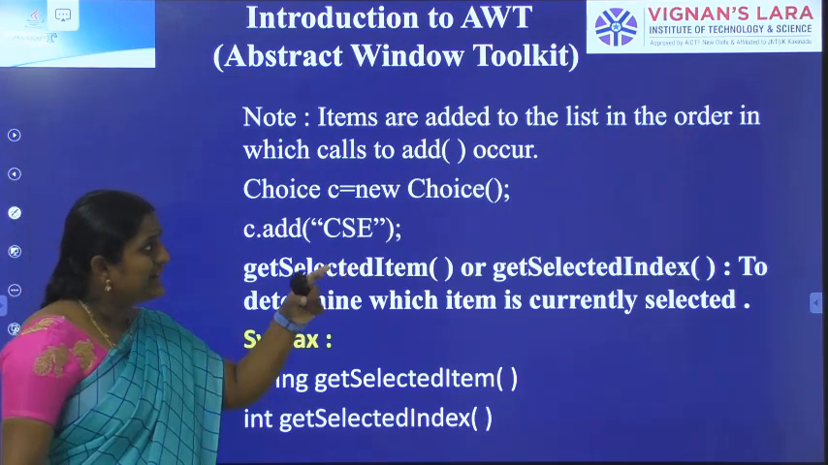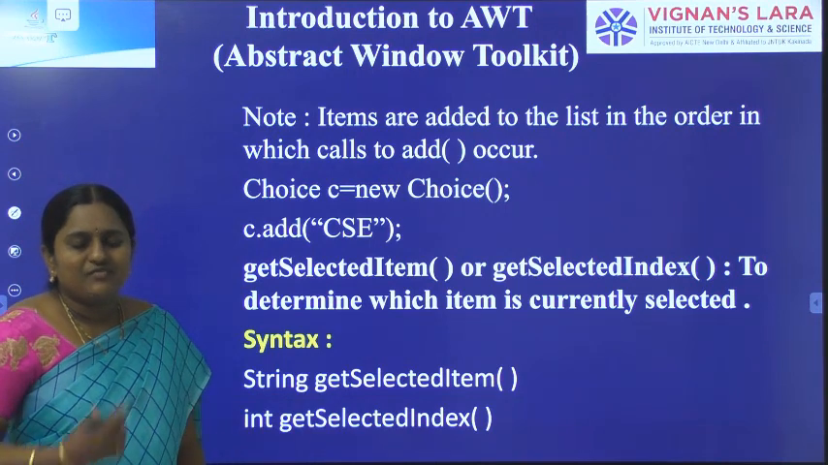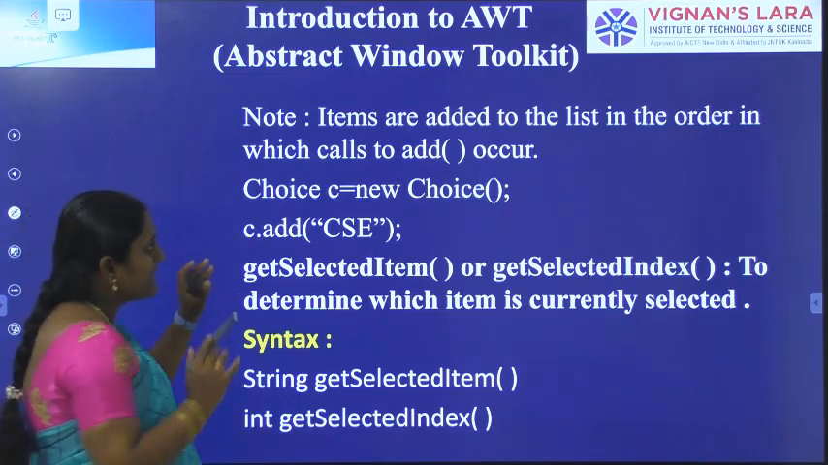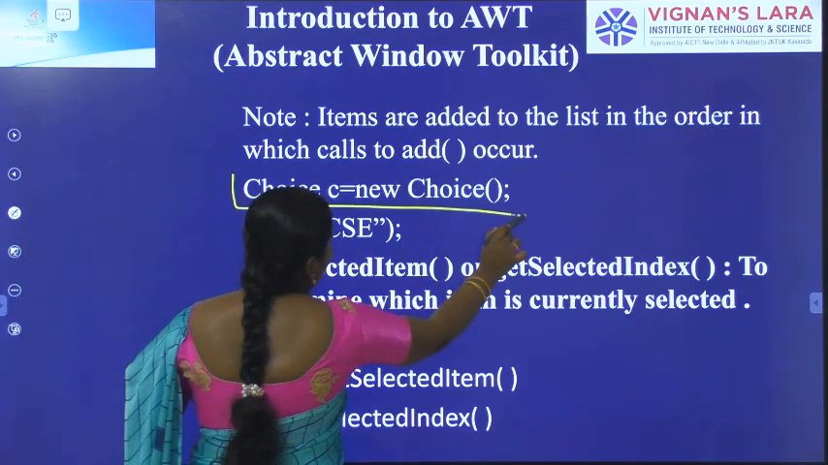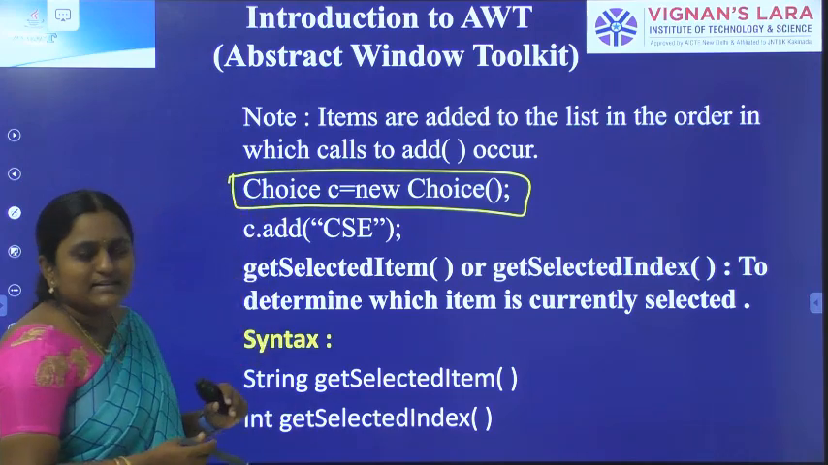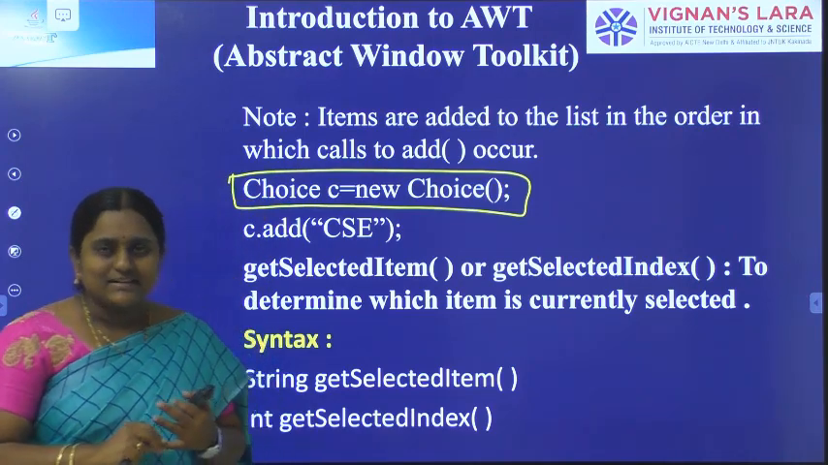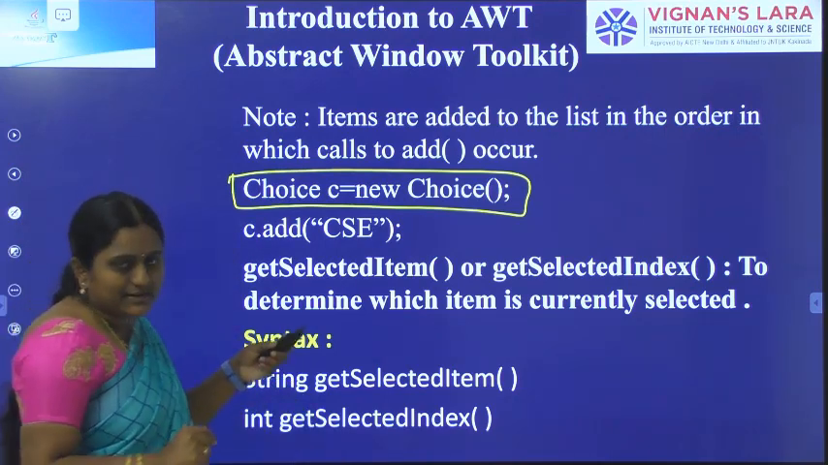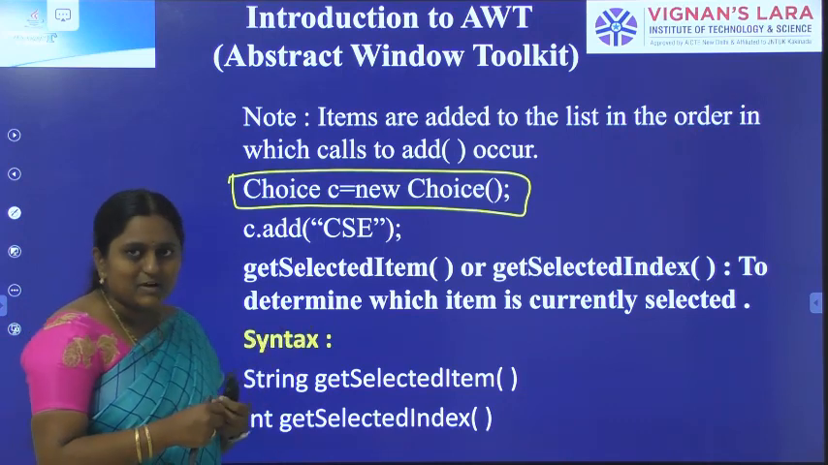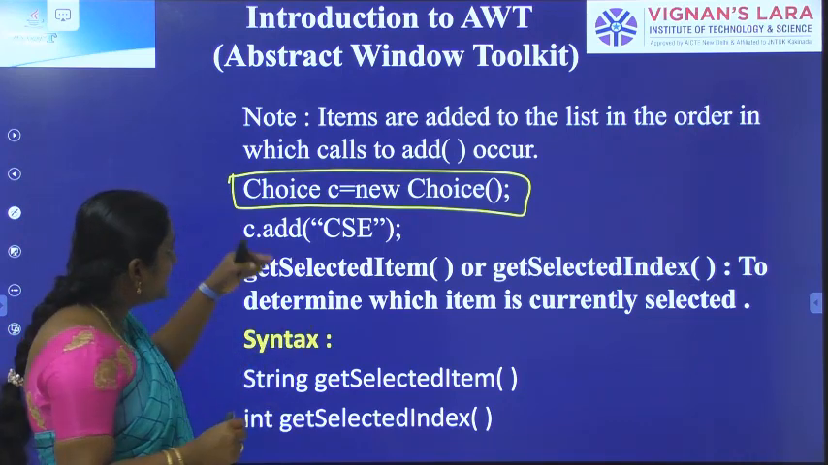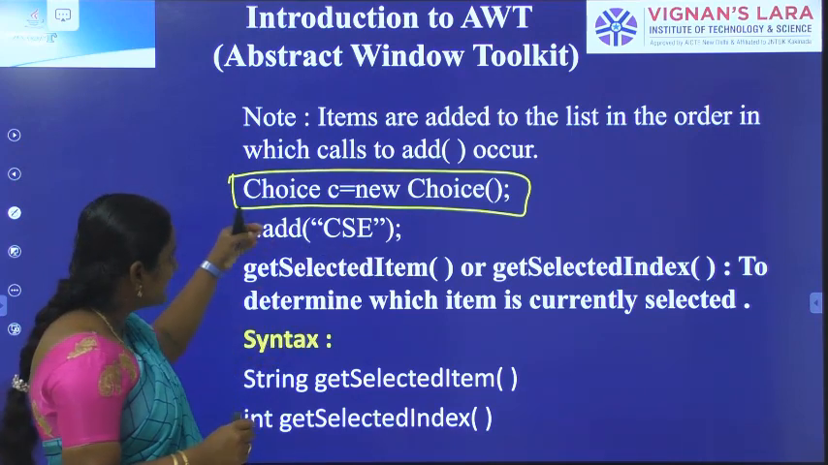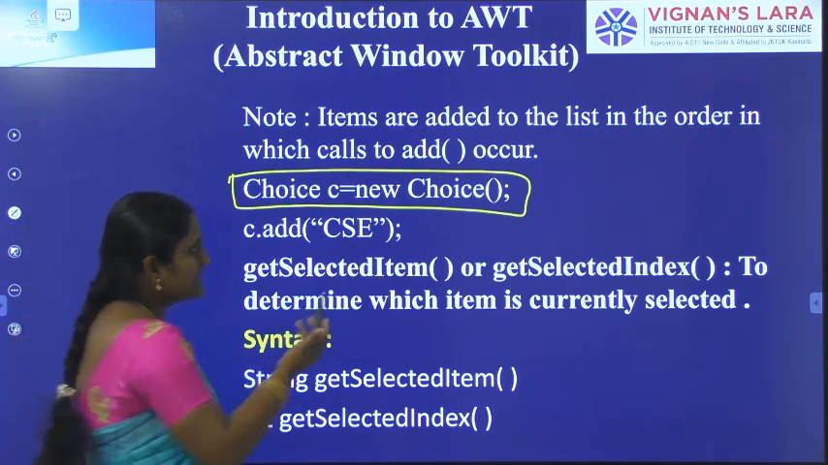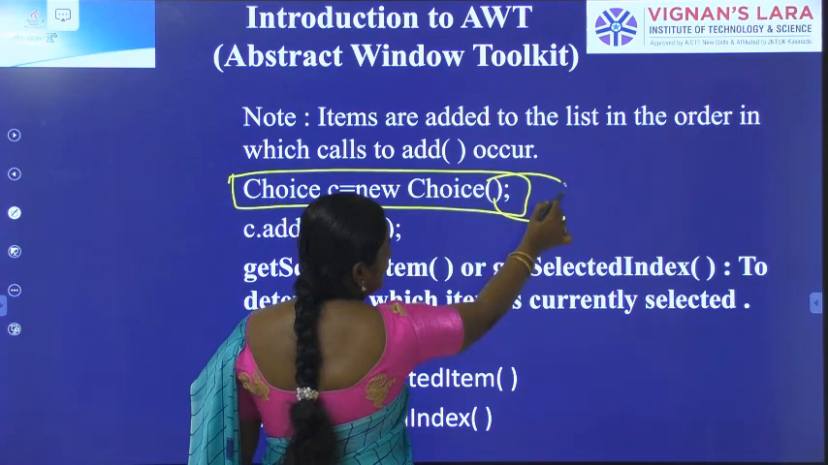Next, items are added in the list in the order in which calls to add are made. How are items added in the list? By using the add method. Here I am creating an object of the class. Choice has one default constructor, and the constructor name is the same as the class name. With respect to the Choice class, I am creating an object: Choice c = new Choice(). The Choice class has one constructor, the default constructor, which means it does not have any argument.